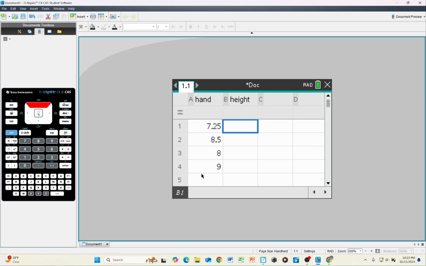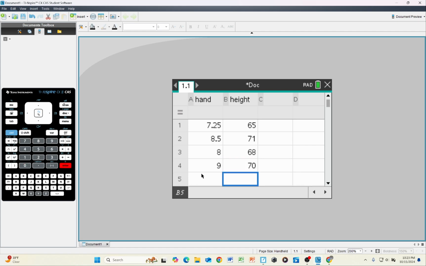And over here, let's get some heights. So let's say this person is 65 inches tall. This person is 71 inches tall. This person is 68 inches tall, and this person is, say, 70 inches tall. Okay. So we've put in some hands and some heights. Now suppose I want to find correlation.